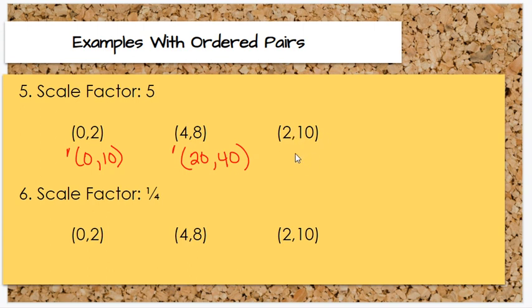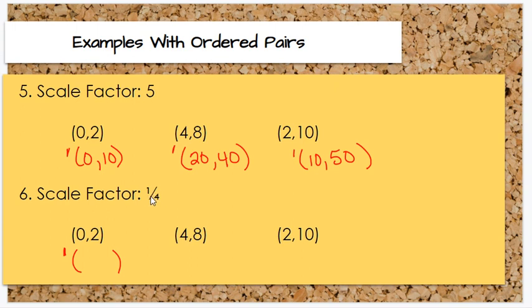And the last one, 2, 10, will now be 10, 50 because 2 times 5 is 10 and 10 times 5 is 50. All right, 1/4. We're now going to do a scale factor of 1/4. So this one is a reduction.